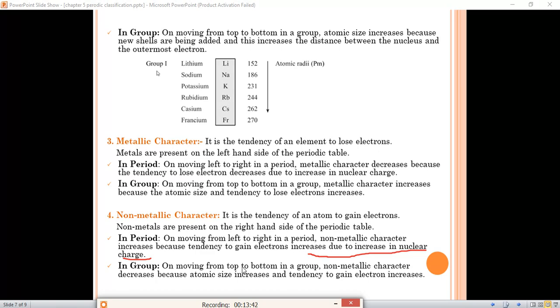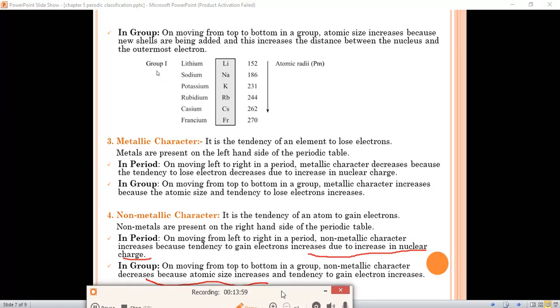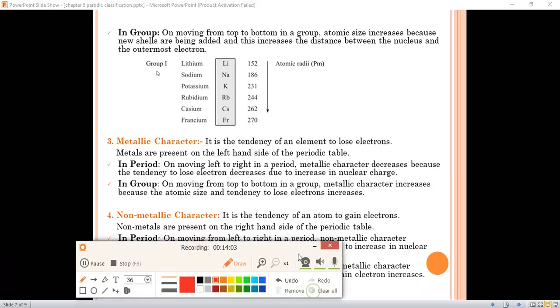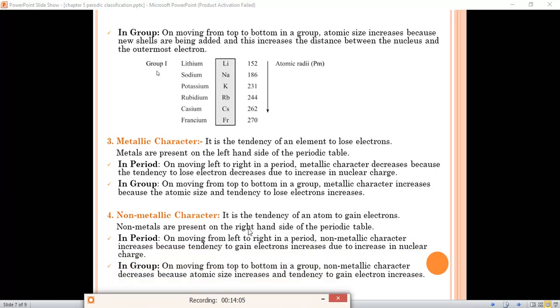In a group, what happens when we move from top to bottom? Non-metallic character will decrease because atomic size increases and tendency to gain electrons decreases. We all know when we move from top to bottom in a group, atomic size increases. So the non-metallic character will decrease. It will not gain electrons easily, it will lose electrons when we move in a group. So you have to remember, in a period, when we move from left to right, non-metallic character increases. In a group, non-metallic character decreases.